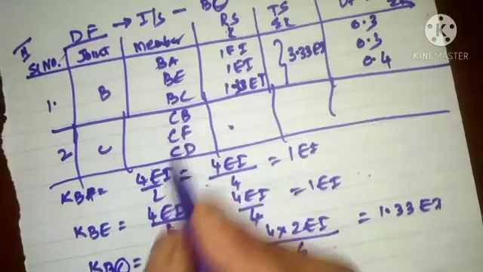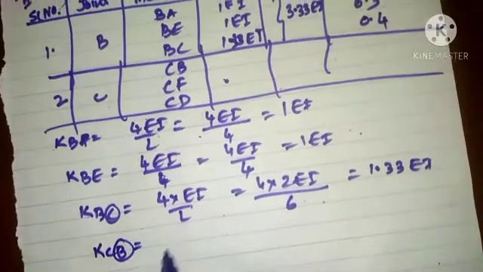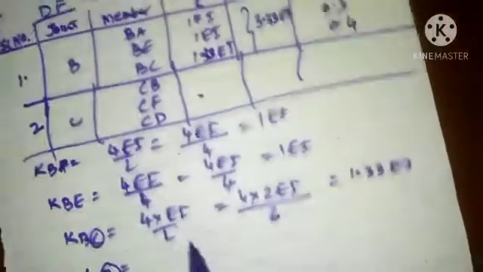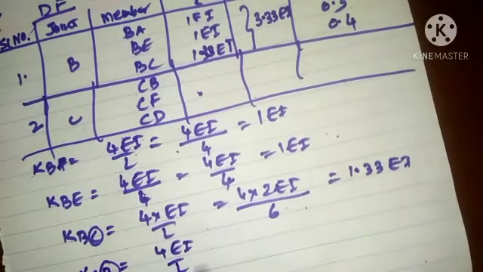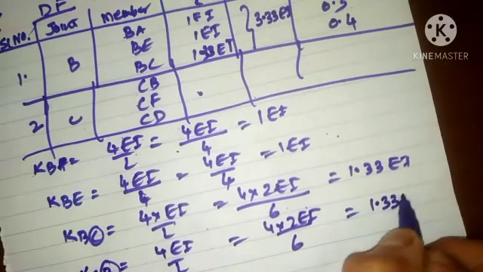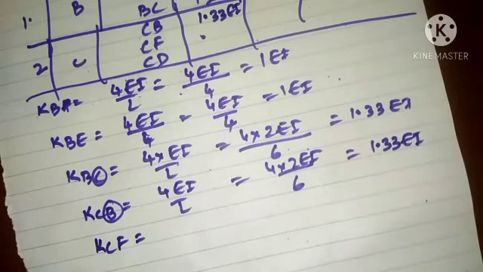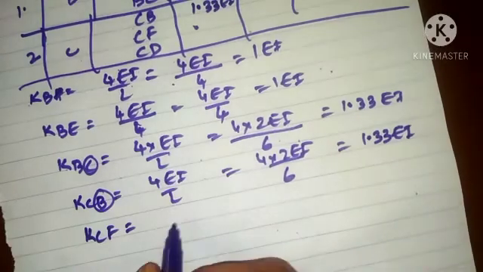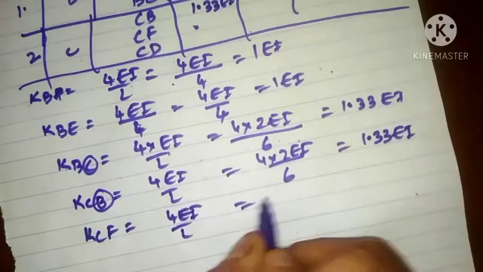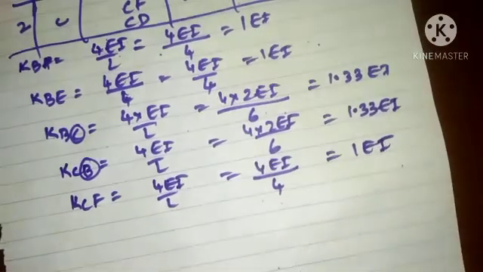Next we need to check the distribution factor for support C, that is KCB. When I write CB, B is again an intermediate support, and intermediate supports are assumed to be rigid. So the formula would be 4 EI divided by L. So 4 into 2 EI divided by 6 comes at 1.33 EI. Similarly, here it comes as 1.33 EI. Then KCF. If you check the diagram of the given problem, F is fixed here. So it is 4 EI divided by L, with EI value 1, 4 EI divided by 4, which comes as 1 EI.